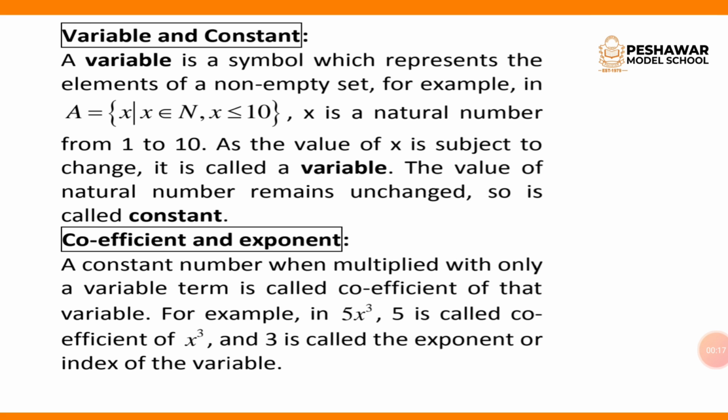A variable is a symbol which represents the elements of a non-empty set. For example, when A is equal to {x such that x belongs to N and x is less than or equal to 10}, x is a natural number from 1 to 10. If the value of x is subject to change, it is called a variable.